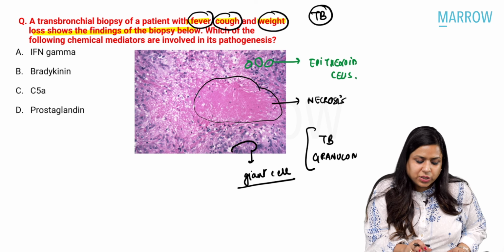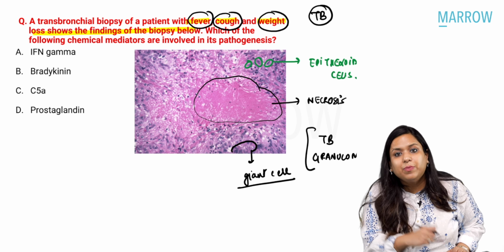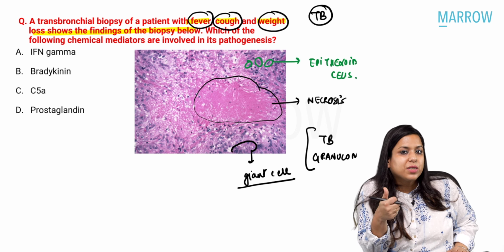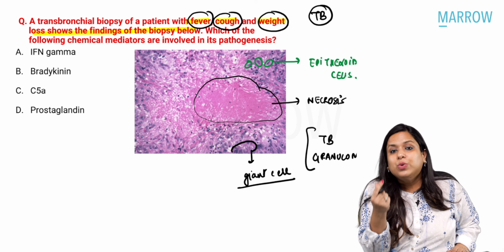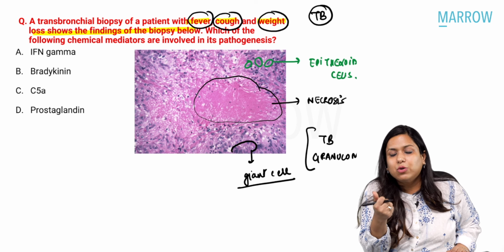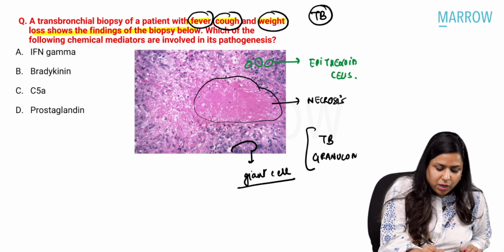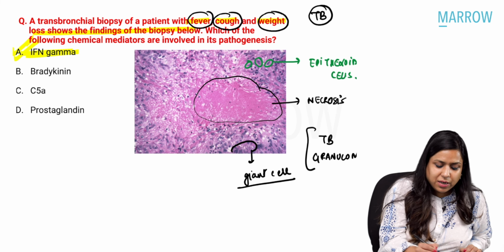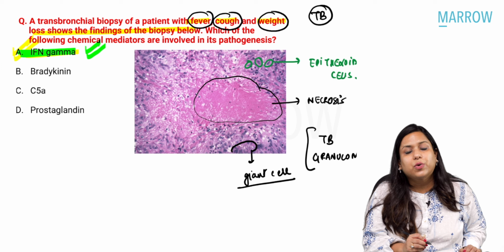So, they have asked you which of the following chemical mediators are involved in its pathogenesis. Tell me, what type of hypersensitivity is granuloma formation, students? Type 4 hypersensitivity. Which is the cytokine which is involved in granuloma formation? Remember I told you G for granuloma and G for gamma. It is interferon gamma. So that is why directly what is the answer in this question? The answer is interferon gamma.